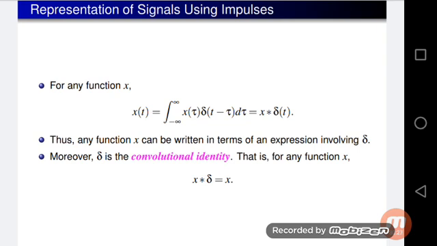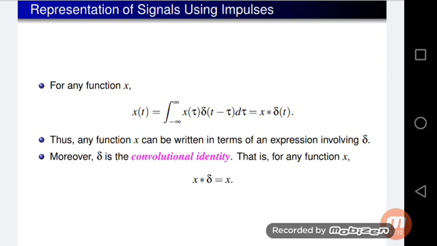Representation of signals using impulses. For any function x, x of t is equal to the integration from minus infinity to infinity of x of tau delta of t minus tau d tau. When we simplify the integration, the final result is x of t. Thus any function can be written in terms of an expression involving delta.